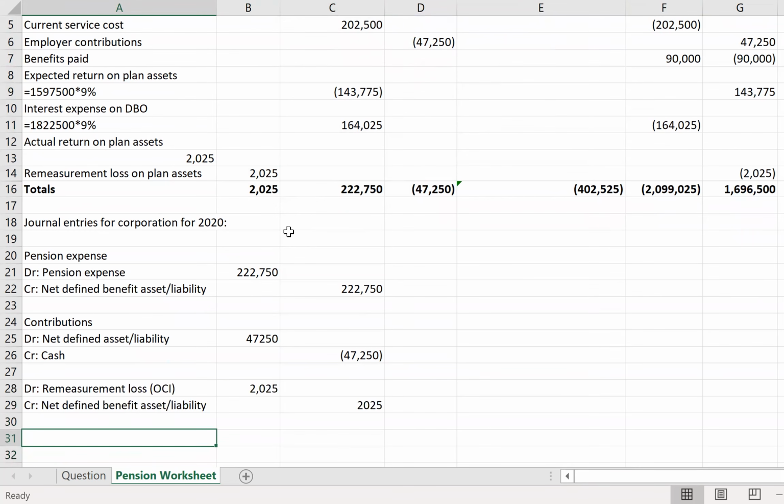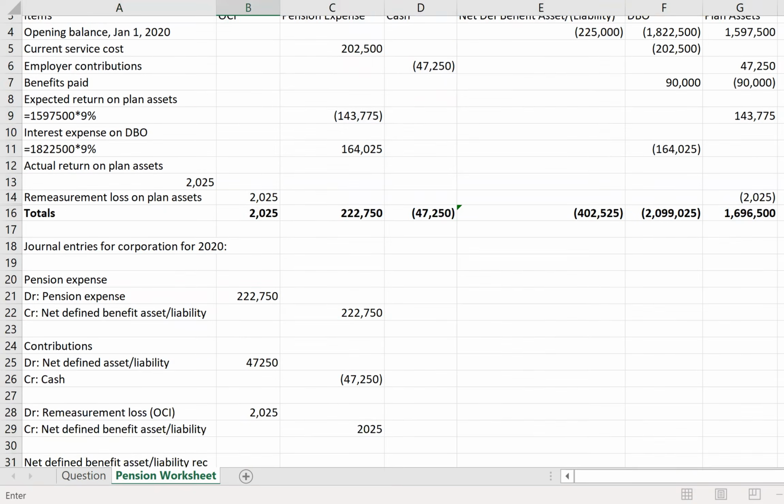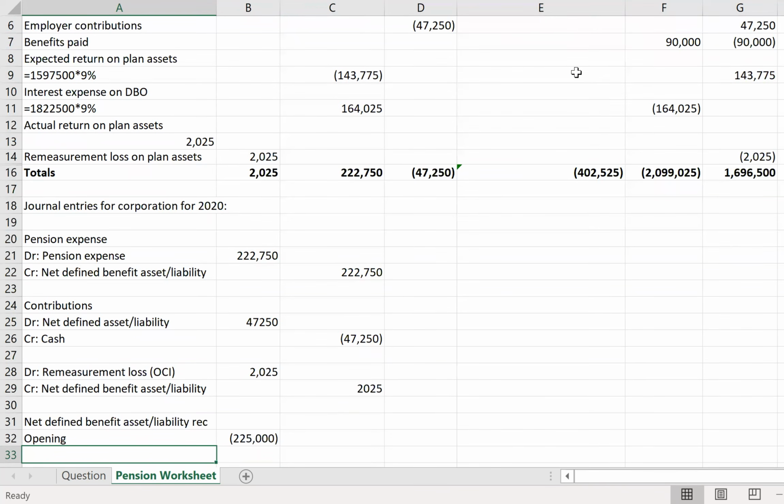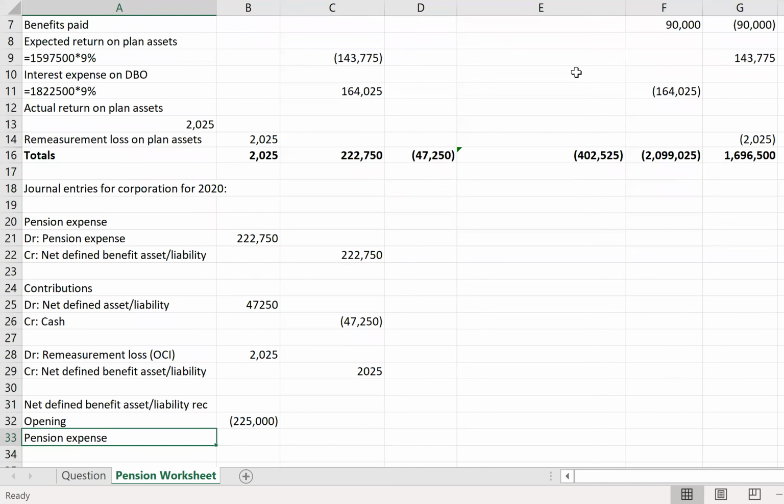Okay, so we're going to have our net defined benefit asset or liability reconciliation. So we're going to have opening. As an opening, we had 225 negative. Then we had pension expense, which is also a credit, so it's also a negative.